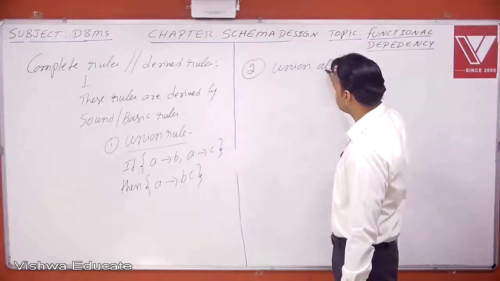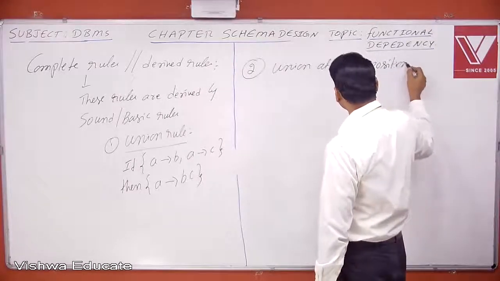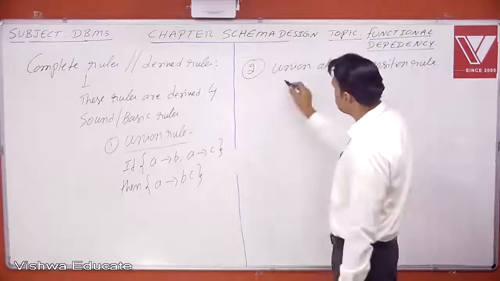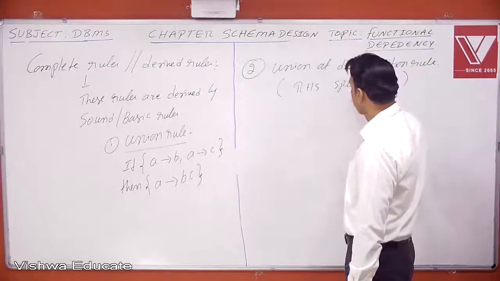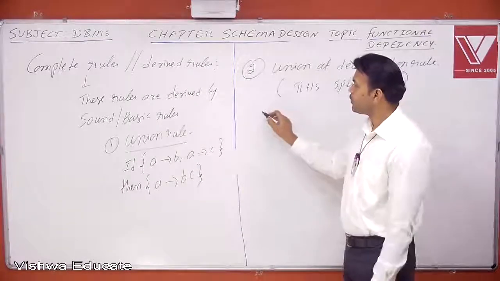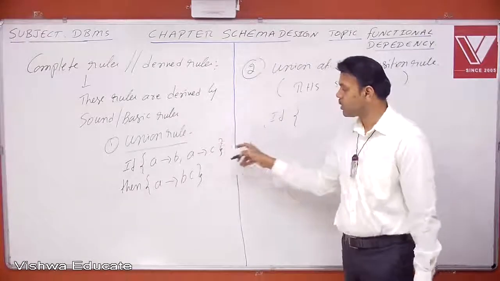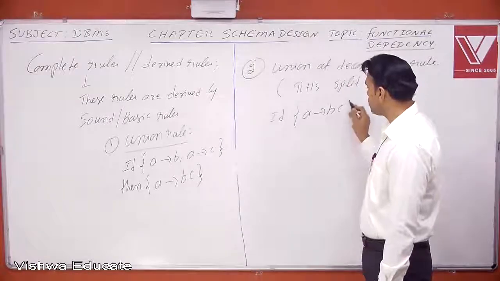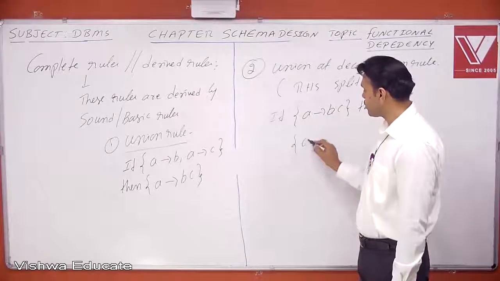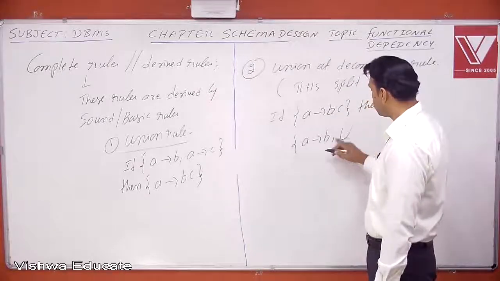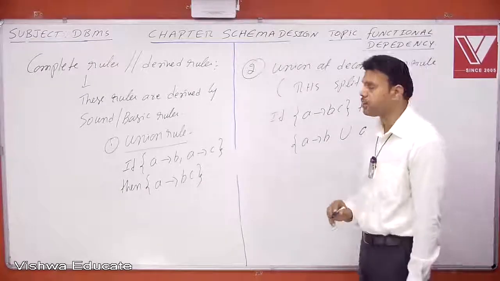Number two, the union decomposition rule, which means the RHS is split. So the example is, reverse to that, if I am writing A tends to BC, then I can divide this RHS into A tends to B union A tends to C. This is the union decomposition rule.